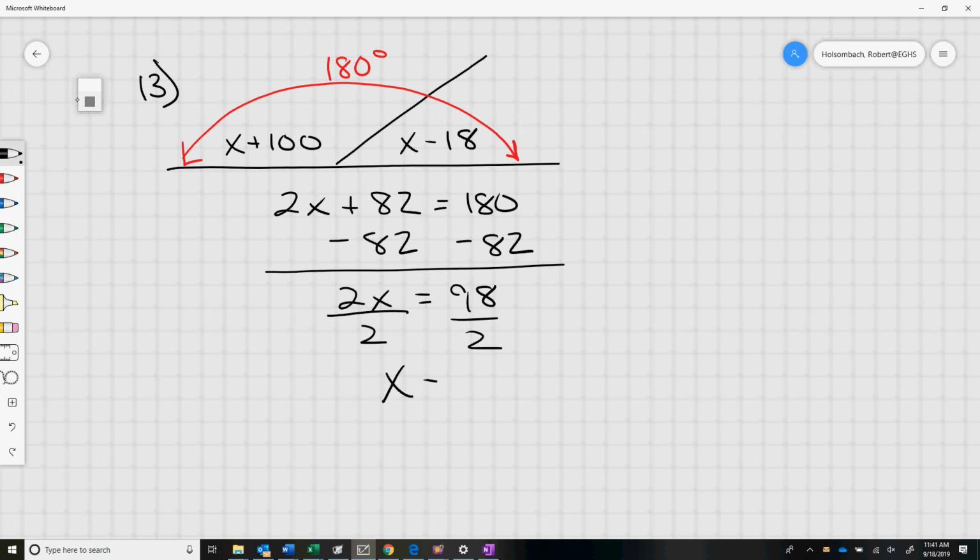So find the measure of each angle. If x is equal to 49, then this angle is going to be 49 plus 100, which is 149. And then over here you got 49 minus 18, and that is 31. Alright, so one angle is 149 degrees, the other angle is 31 degrees.